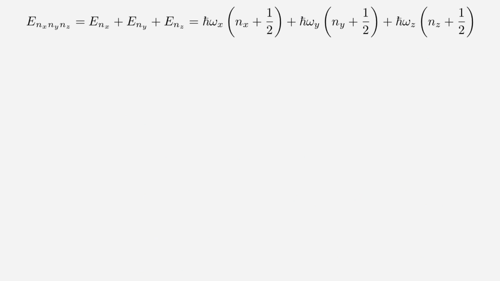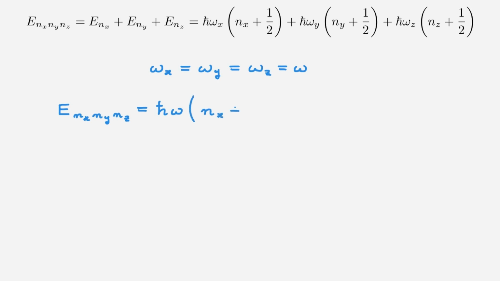If we now move to the isotropic oscillator, we have that omega x is equal to omega y, which is also equal to omega z, and all are equal to omega. And this means that when we write the energy, we can take h bar omega as a common factor, and then this multiplies nx plus ny plus nz plus 3/2. We see that for an isotropic oscillator, the energy does not depend on the individual nx, ny, and nz, but only on this sum. And we can define this sum to be n.